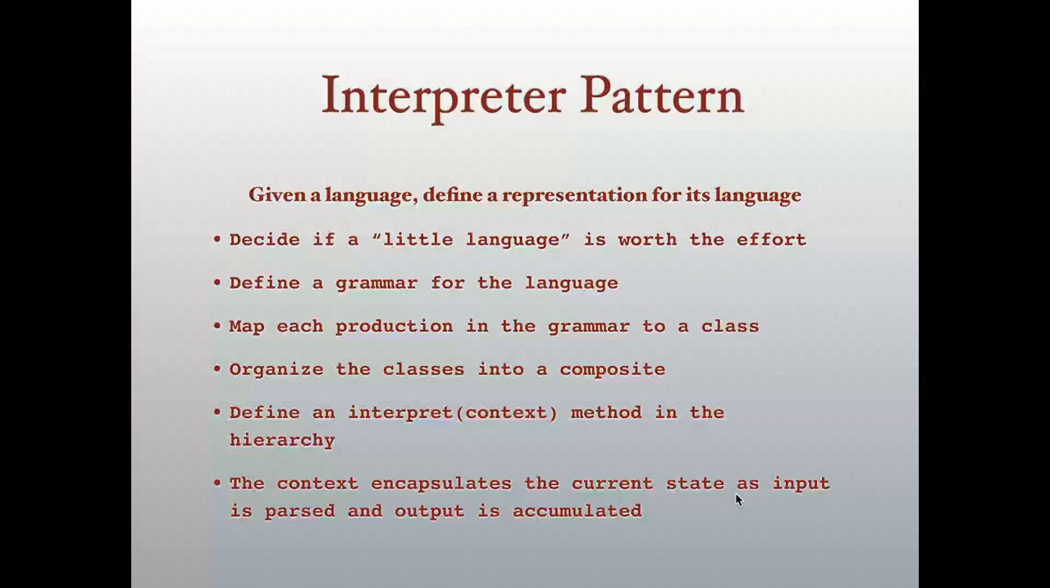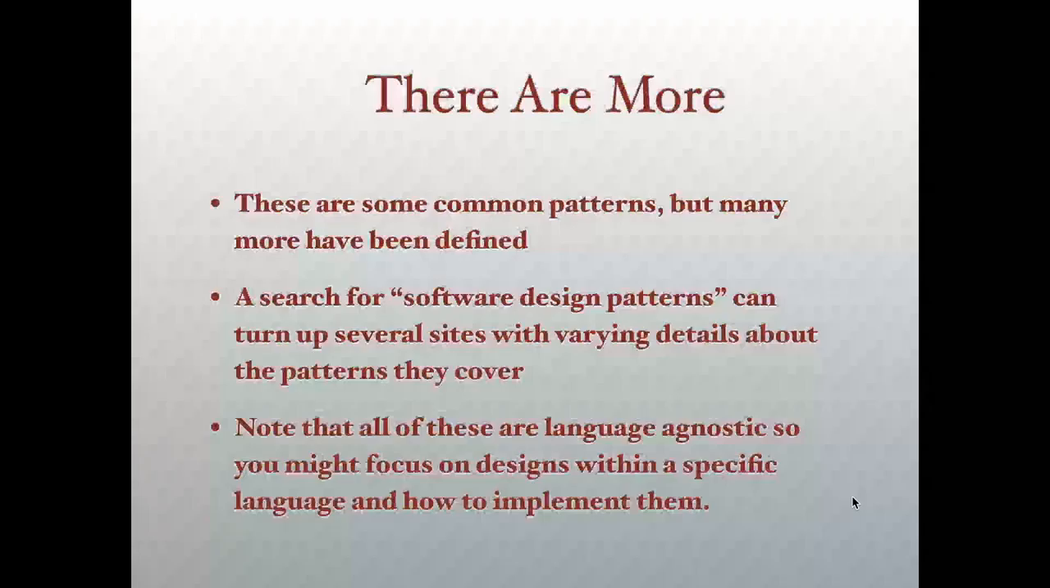So like if you have a processor, you're going to have processor.interpret, because it's going to be able to bring in whatever your information is, and then with that start, essentially tokenizing it. The context is going to encapsulate the current state as input is parsed and output is accumulated. So it's that context, that parser that you've got, is taking in some information, and it's keeping all the state and keeping up with everything it's doing, and then spits out the output at the end. Because it could spit out the output as it goes, but that's really driving the interpretation process.